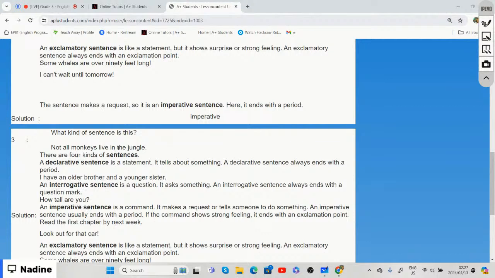All right. So if we look at the sentence, it says not all monkeys live in the jungle. Yes, then we can say this is a declarative sentence because it is just us making a statement. This person is just saying that not all monkeys live in the jungle, which means that it is a declarative sentence. And a declarative sentence tells about something, right? And it always ends with a period. So well done.